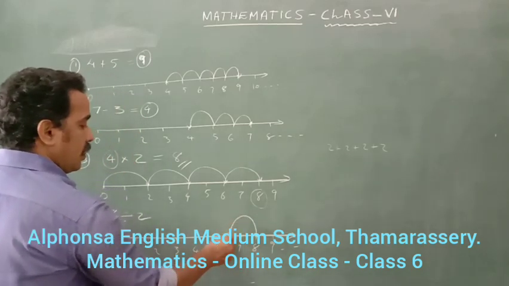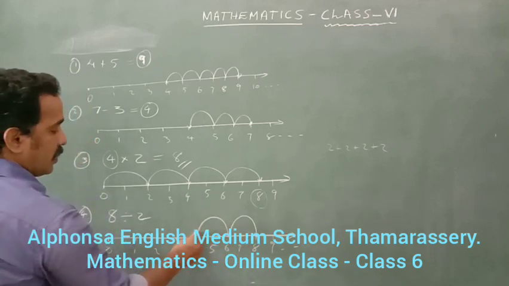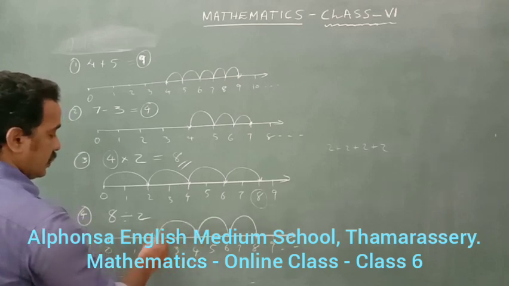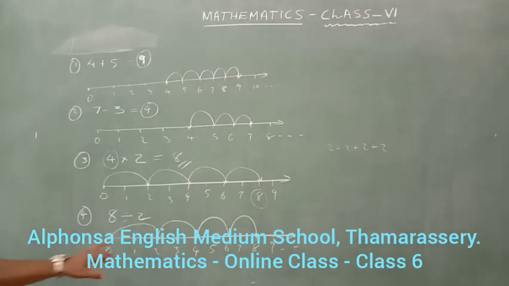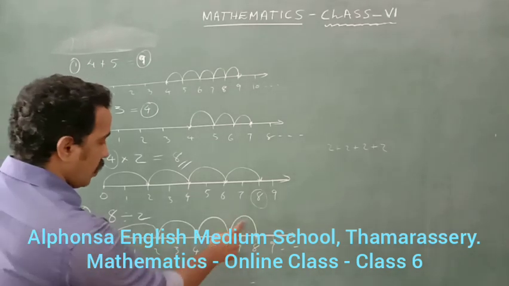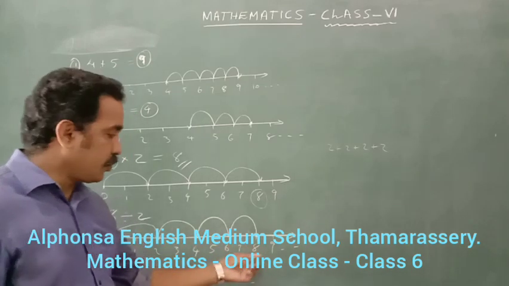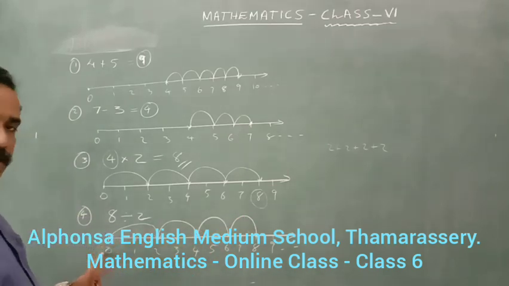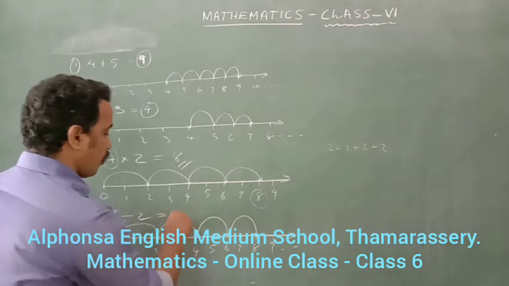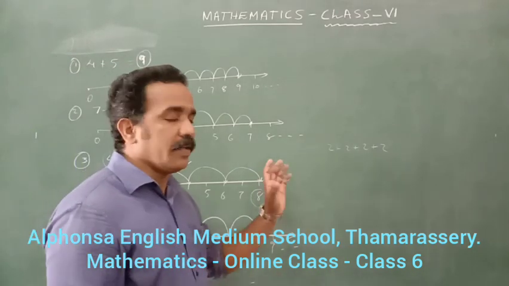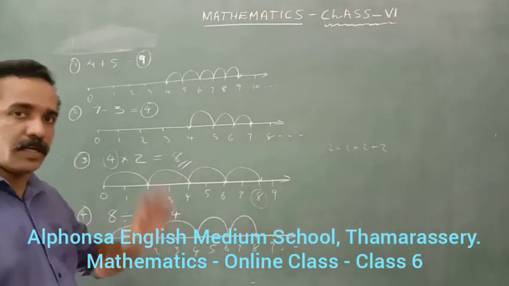This 2, then again 2 places, again 2 places, again 2 places until we reach 0. Now count how many jumps we make. 1, 2, 3, 4. 4 times a group of 2 subtracted to reach 0. Therefore, 8 divided by 2 is equal to 4. This is the way we are dividing numbers using number line. This we studied. Just revise it.